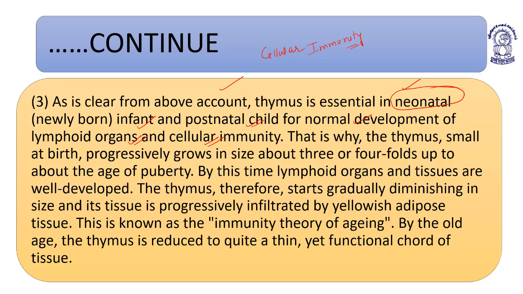That is why the thymus is very small at birth and progressively grows in size as age proceeds, about 3 to 4 folds up to the age of puberty. But by this time, lymphoid organs and tissues are very well developed. The thymus therefore starts gradually diminishing in size, and its tissue is progressively infiltrated by yellowish adipose tissue. This is known as the immunity theory of aging. By old age, the thymus is reduced to quite a thin yet functional cord of tissue.